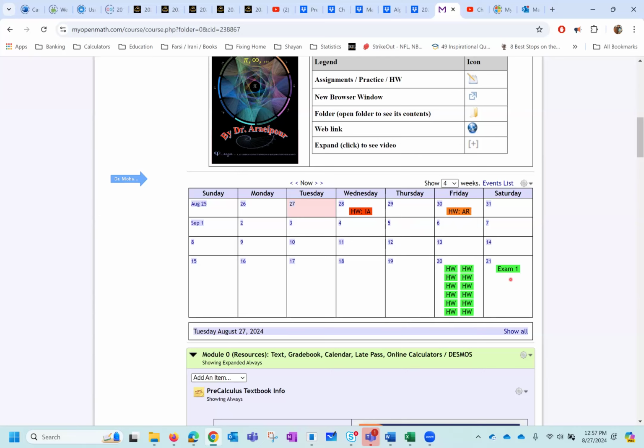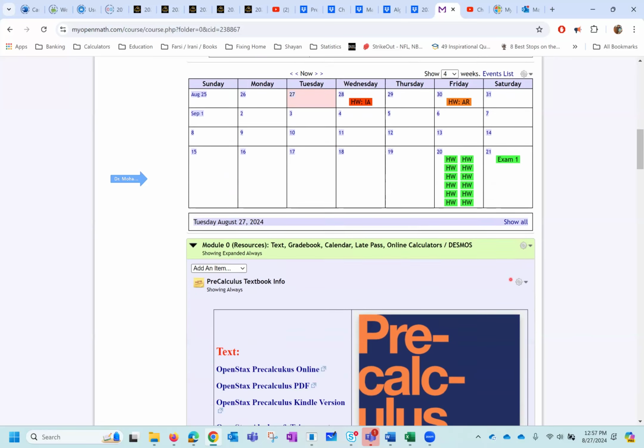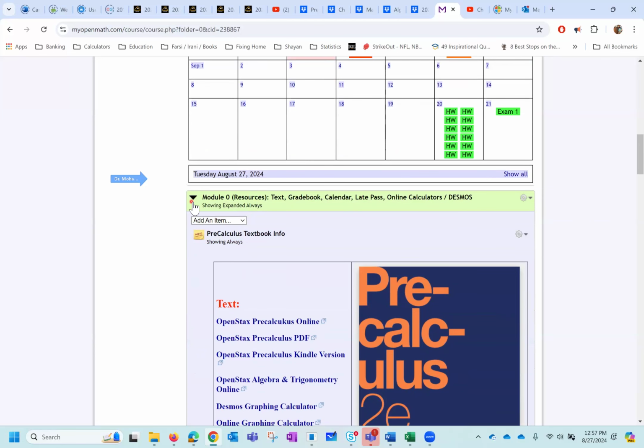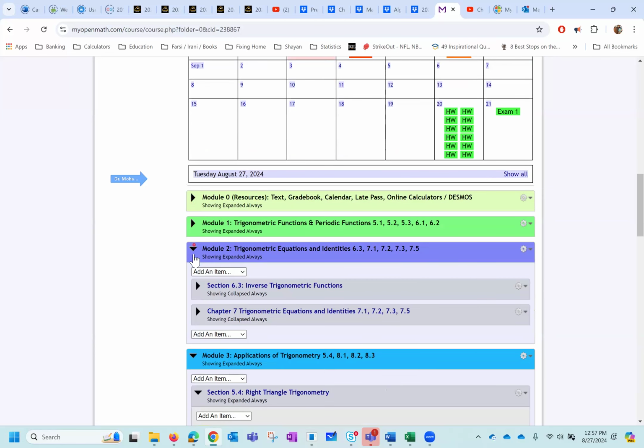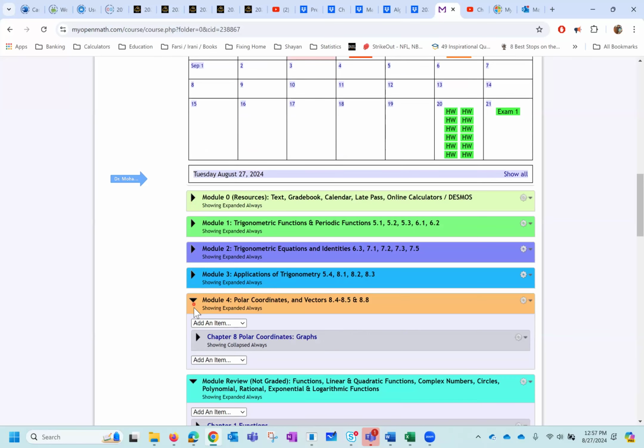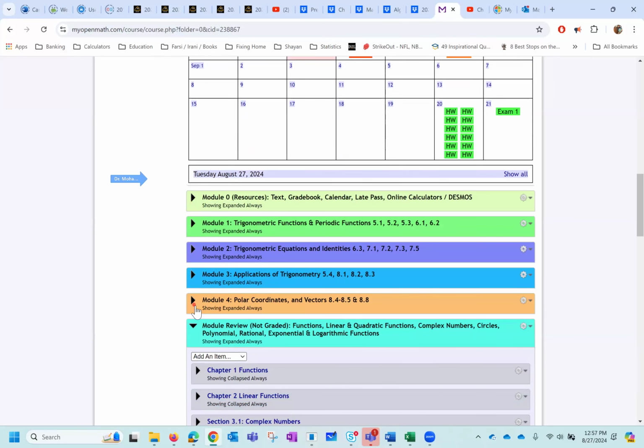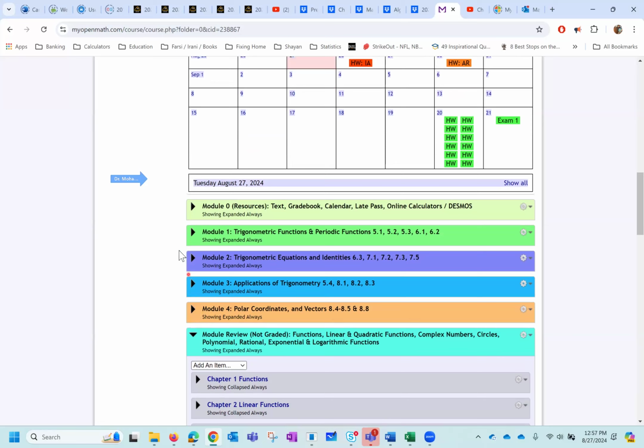What does it mean? Should I wait until that day to do the homework? Absolutely not. Anytime I finish a section, you have to finish the homework. Otherwise, you will be behind. Okay, class? Then we have modules 1, 2, 3, and 4, just the way we have it for Canvas. So what is module 0?